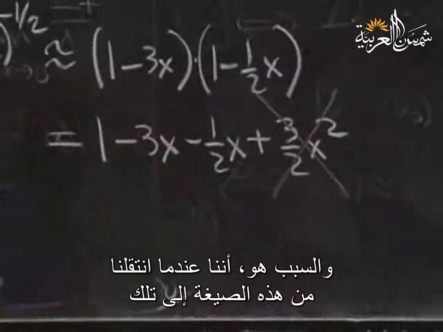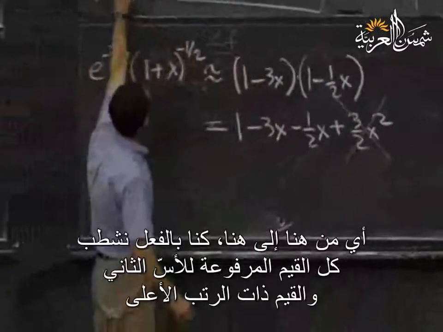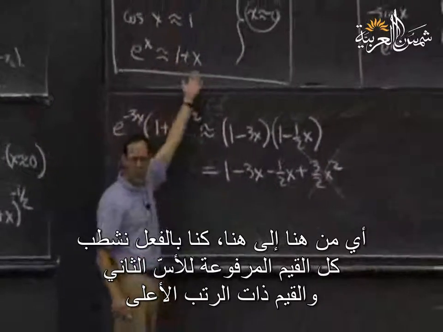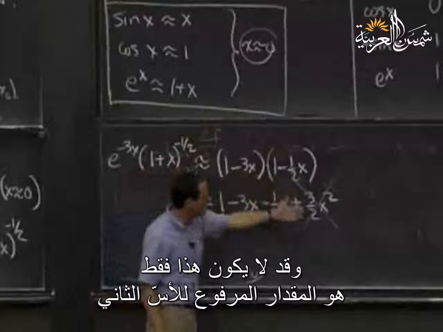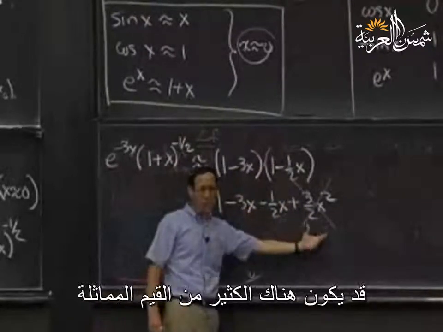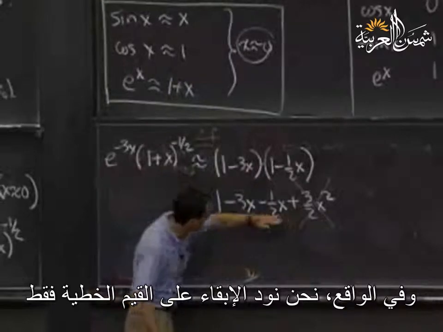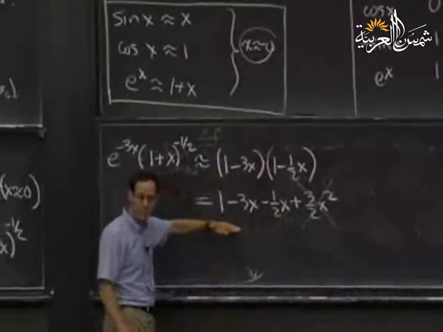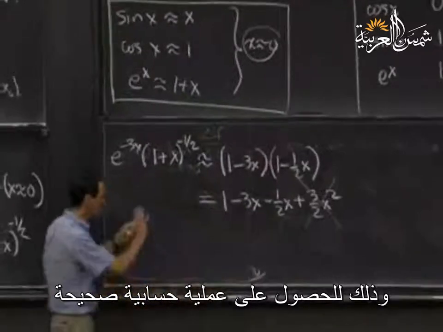So the reason is that already when I pass from this expression to this one, that is from this type of thing to this thing, I was already throwing away quadratic and higher order terms. So this isn't the only quadratic term. There are tons of them. I have to ignore all of them if I'm going to ignore some of them. And in fact, I only want to be left with the linear stuff, because that's all I'm really getting a valid computation for.